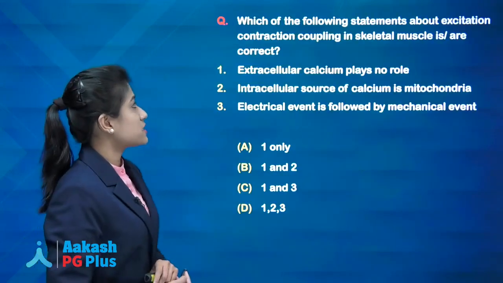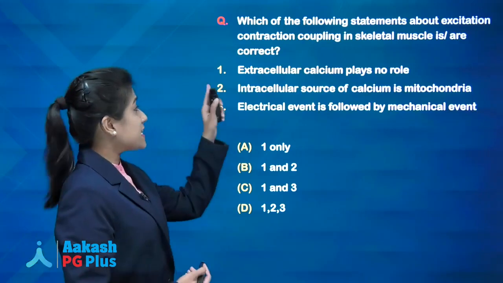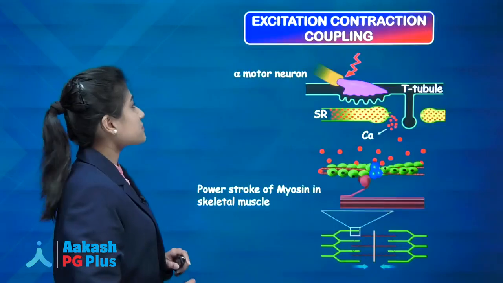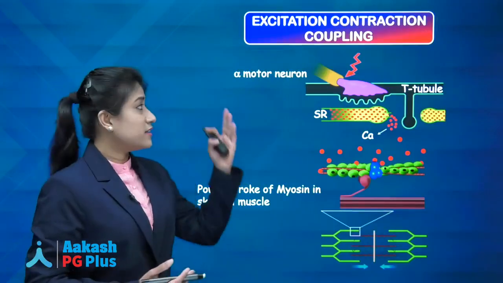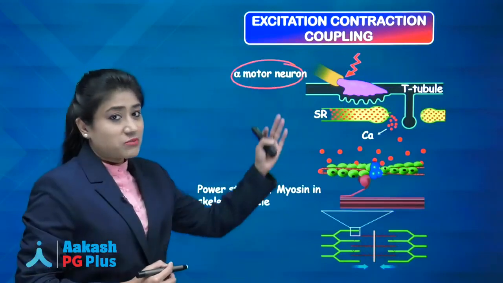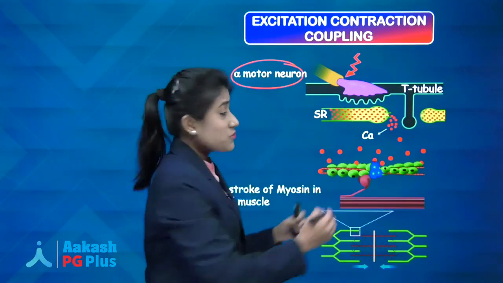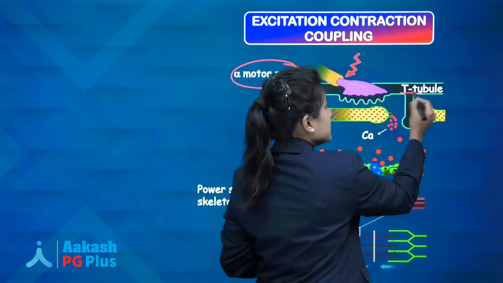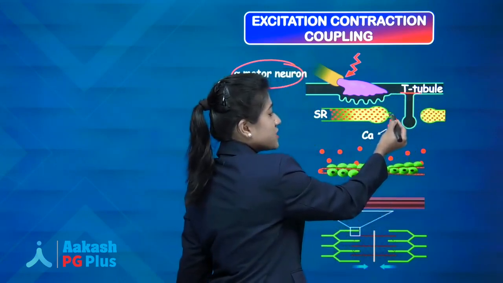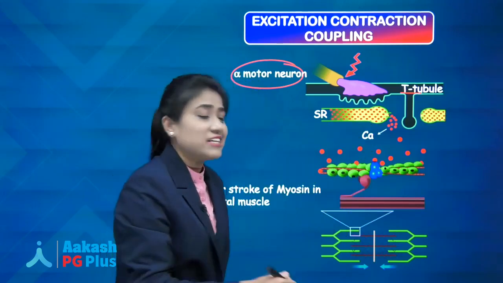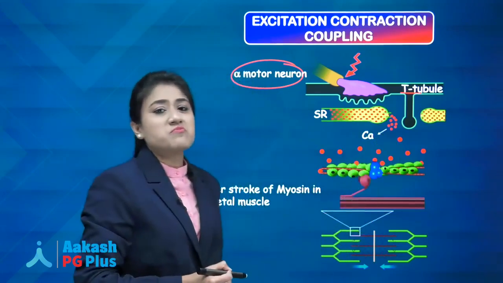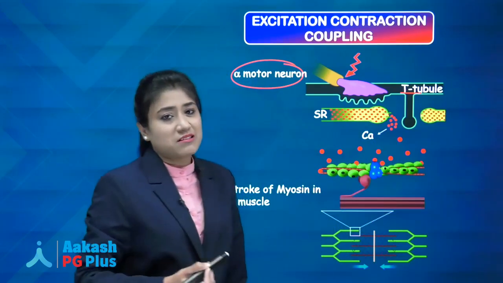Which of the following statements about the excitation contraction coupling in skeletal muscle is correct? So, first we will talk about excitation contraction coupling in skeletal muscle. We know that excitation contraction coupling starts when alpha motor neuron discharges. Alpha motor neuron discharge, action potential is produced. Now this action potential travels along the T tubule and it reaches where? It reaches near the sarcoplasmic reticulum and it causes release of calcium from the sarcoplasmic reticulum, and now this calcium binds with troponin tropomyosin complex and we get muscle contraction.